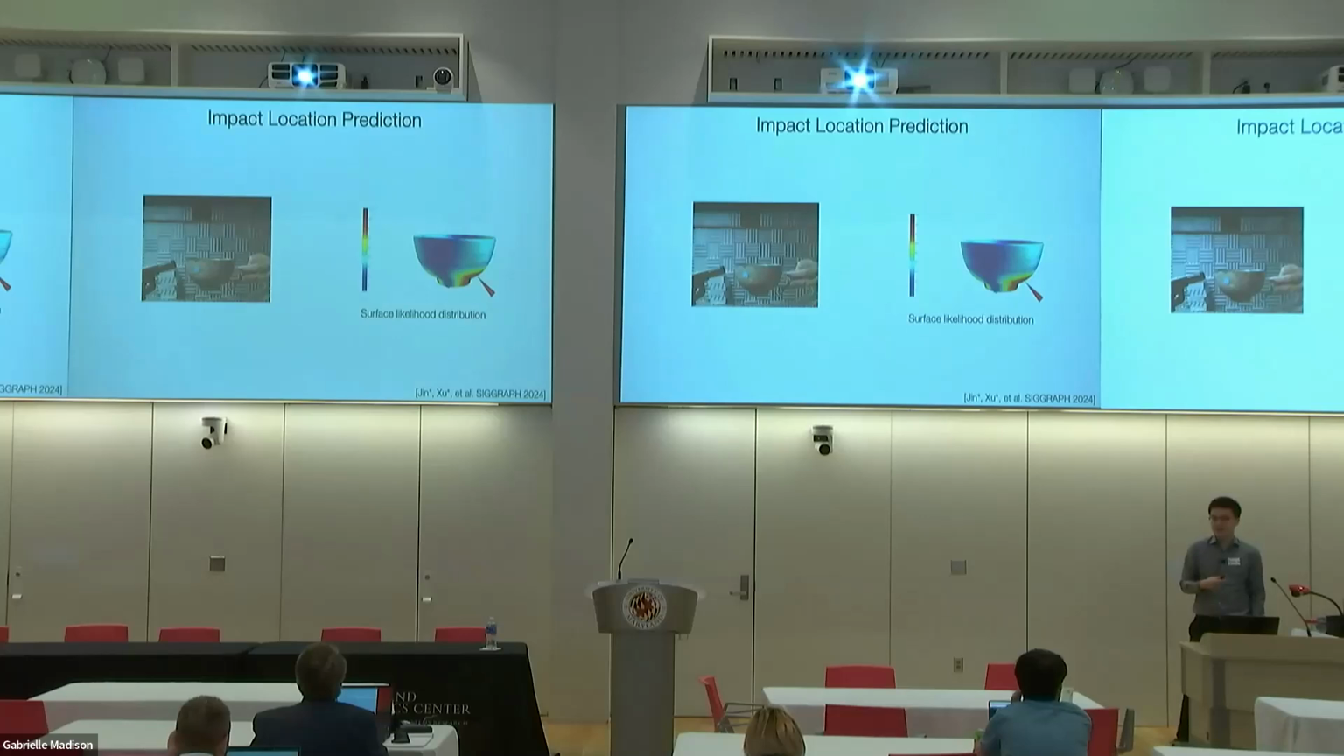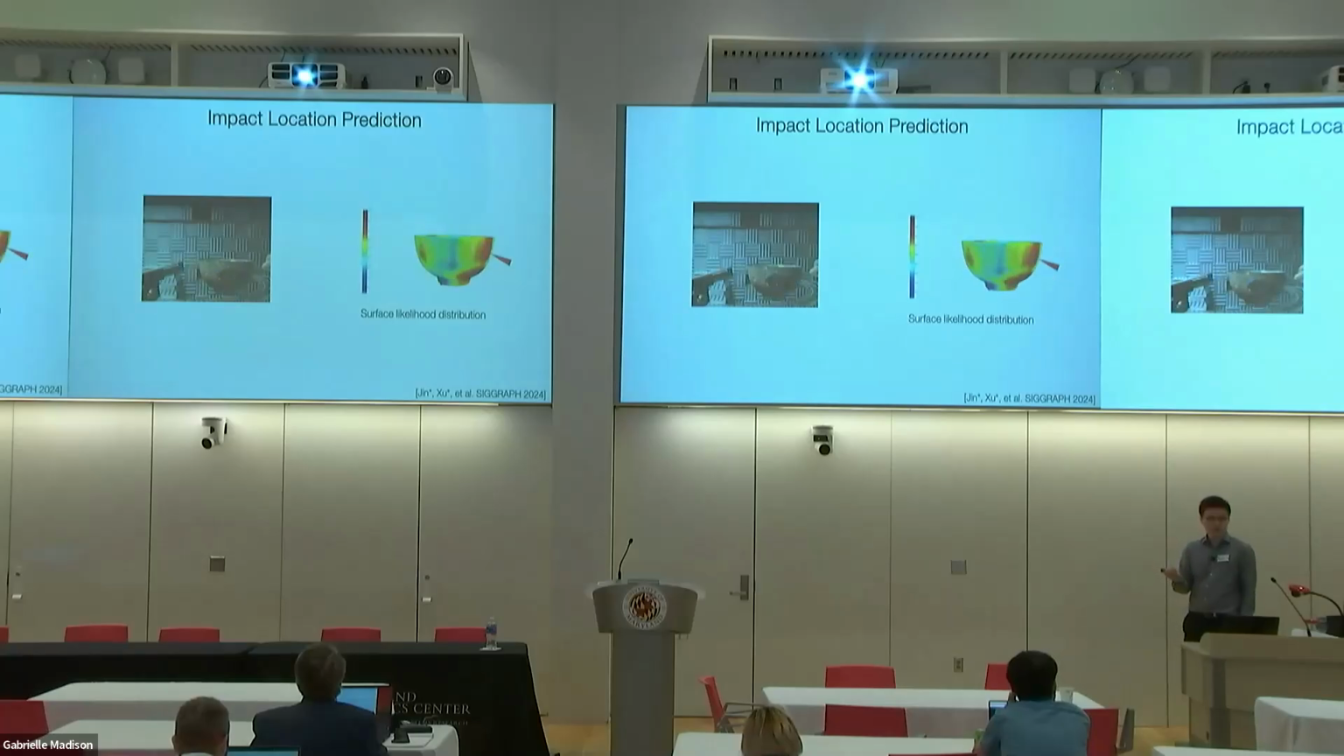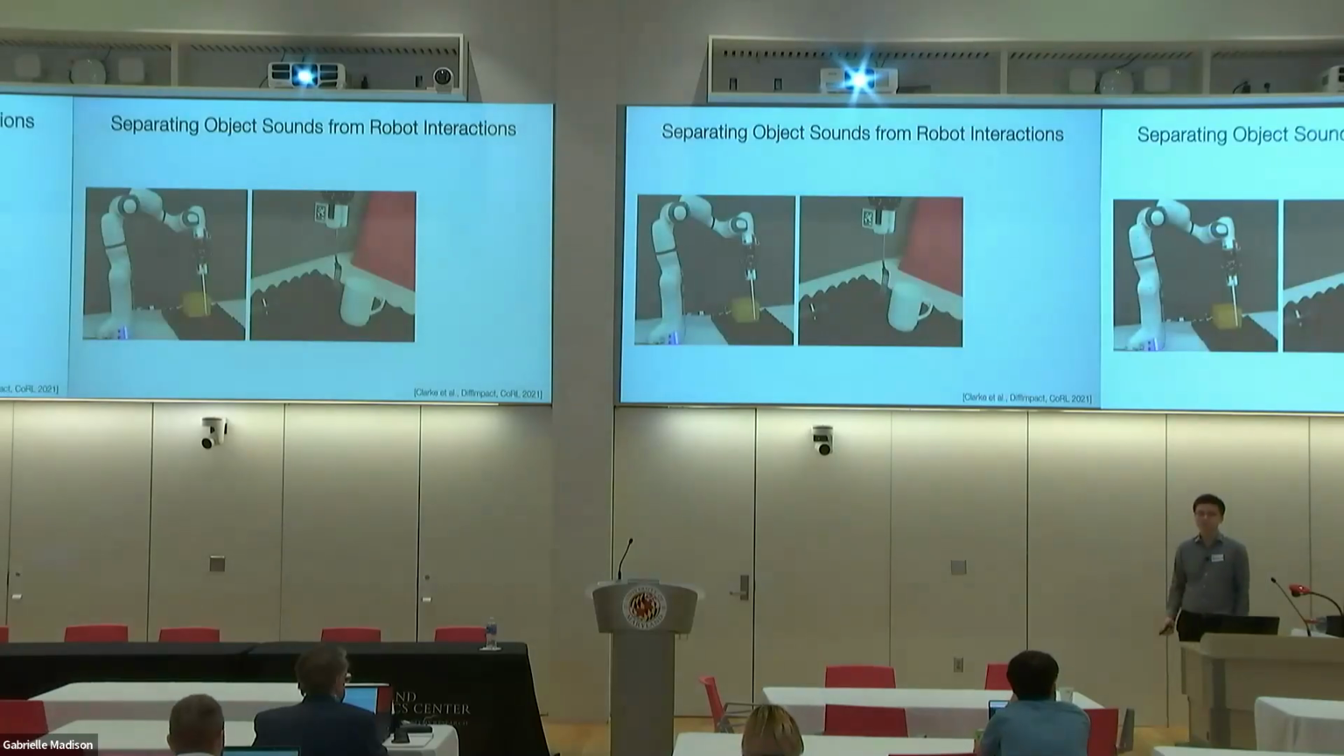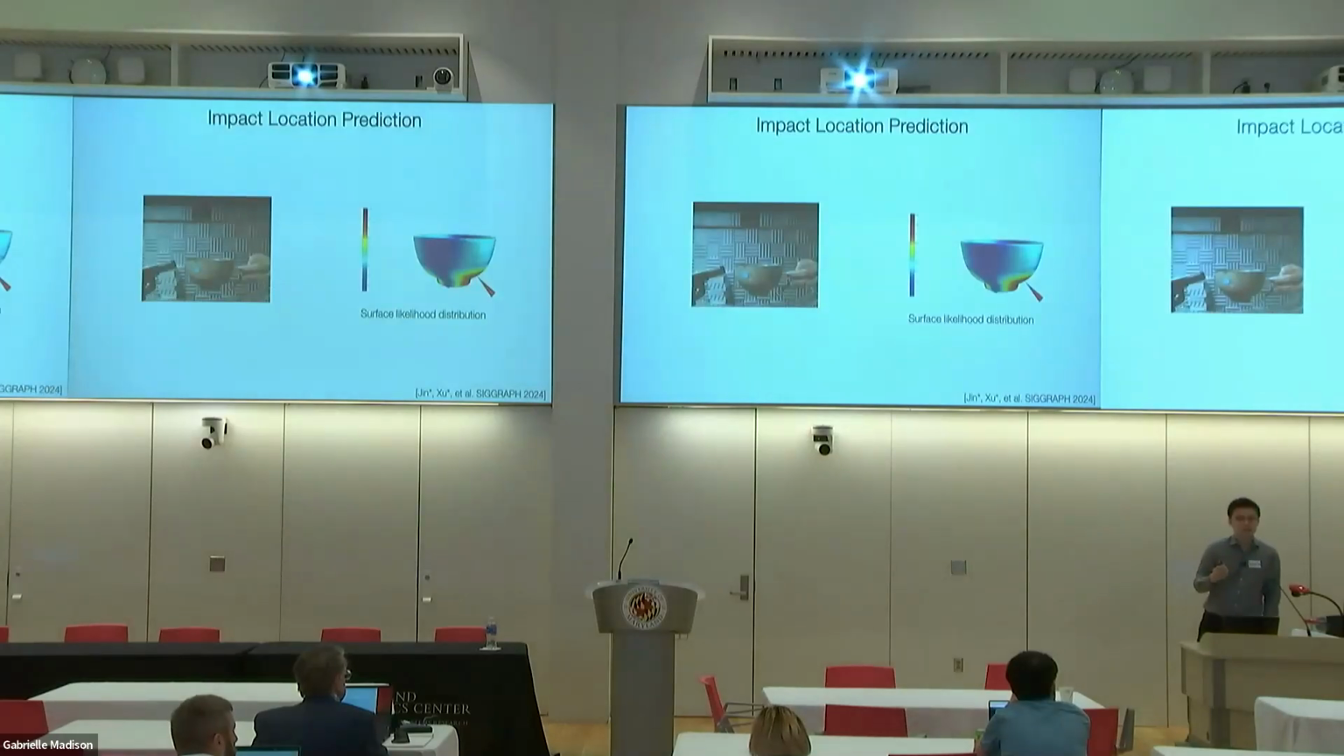And here's an example of the inference tasks we can do using our framework. Here is the impact location prediction. Here's an example of the impact sound, and then we can predict, using differentiable inverse rendering, the impact location. Here I'm showing the visualization of the surface likelihood distribution of the impact position on the object surface. It's very important to know where the impact happens if the robot is interacting with objects in the world. And this is just mono audio, single-channel audio, collected by a single microphone.